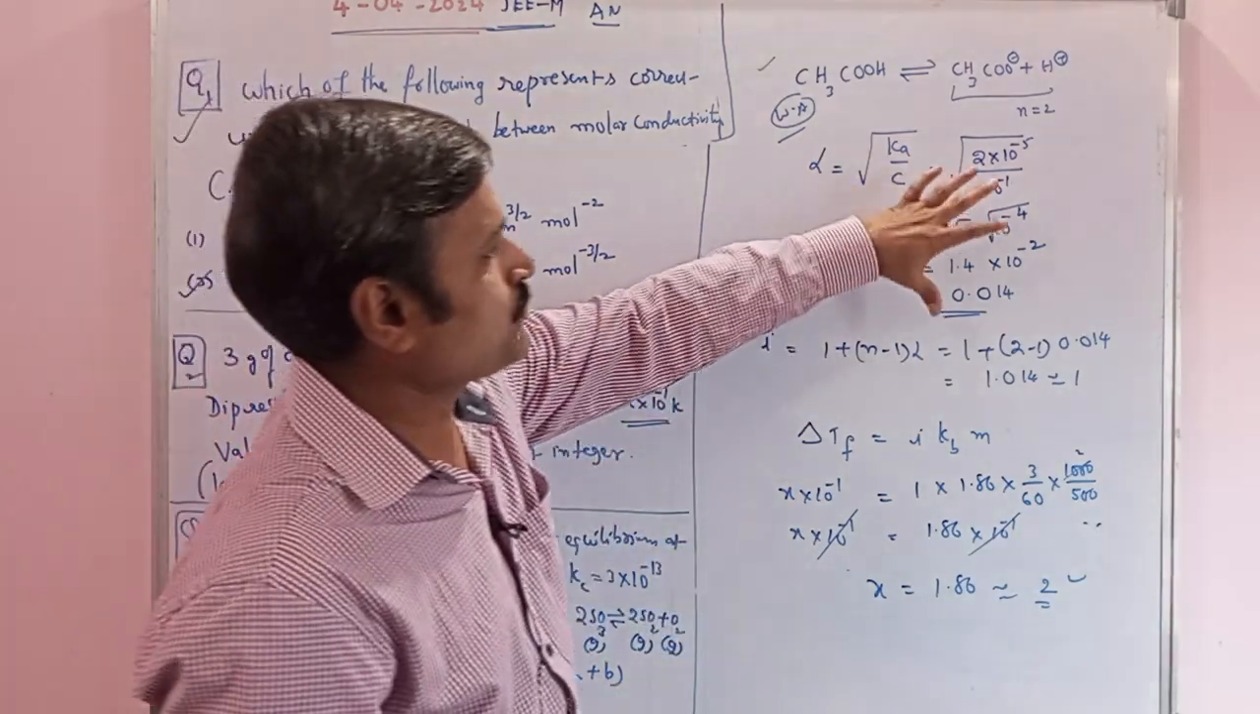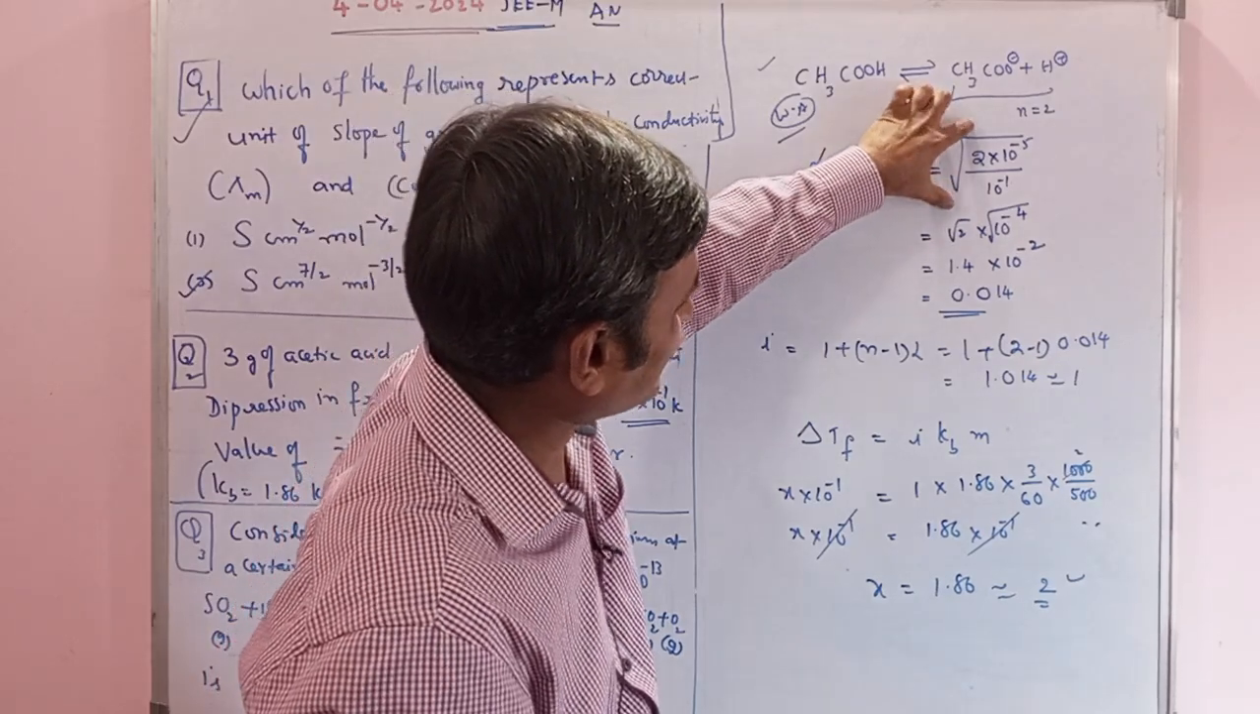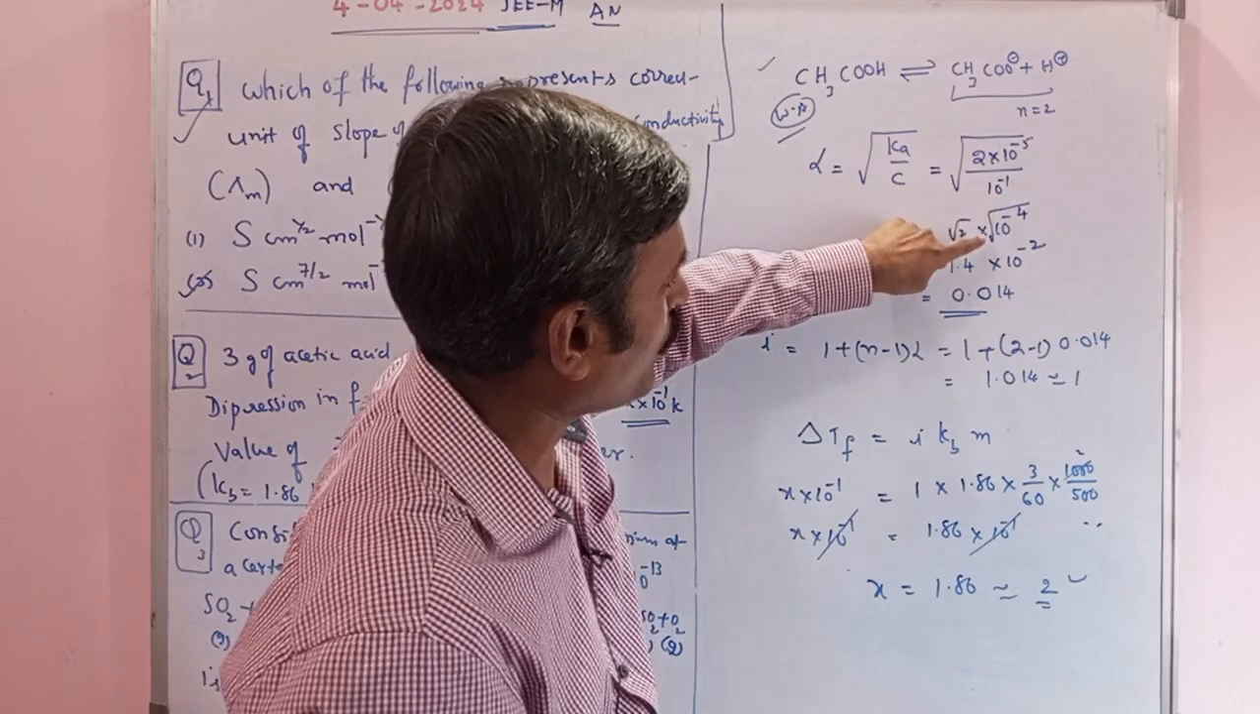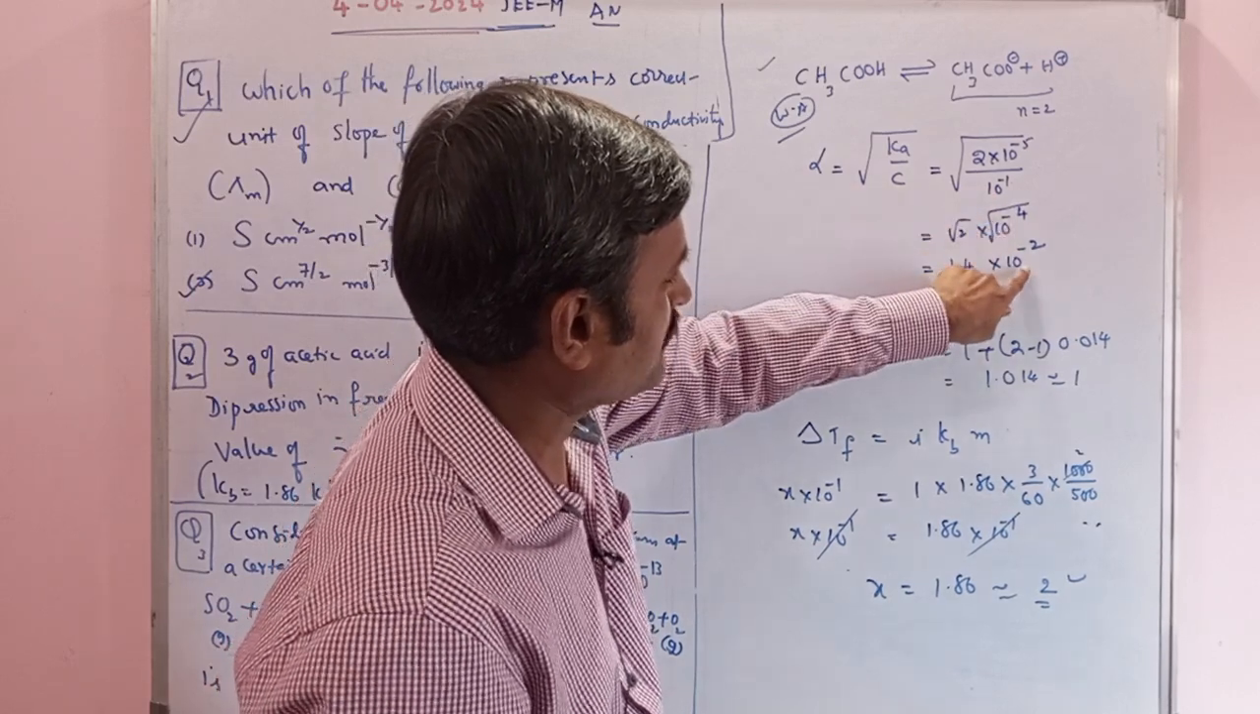Here is a small, simple calculation we have taken: 2 into 10 power minus 5 by 10 power minus 1 is 10 power minus 4, and root of 10 power minus 4 became 10 power minus 2.